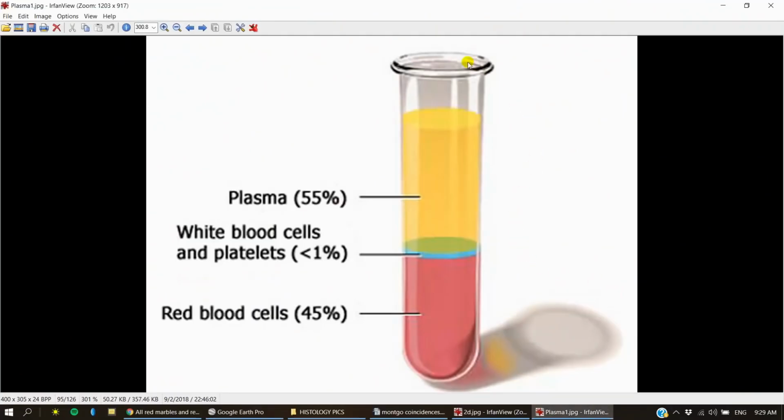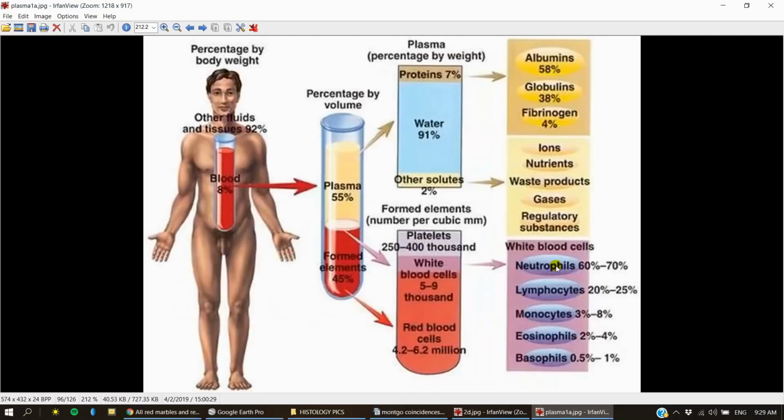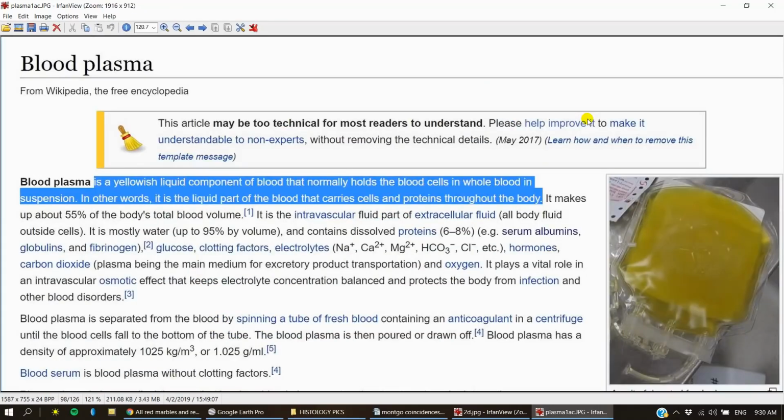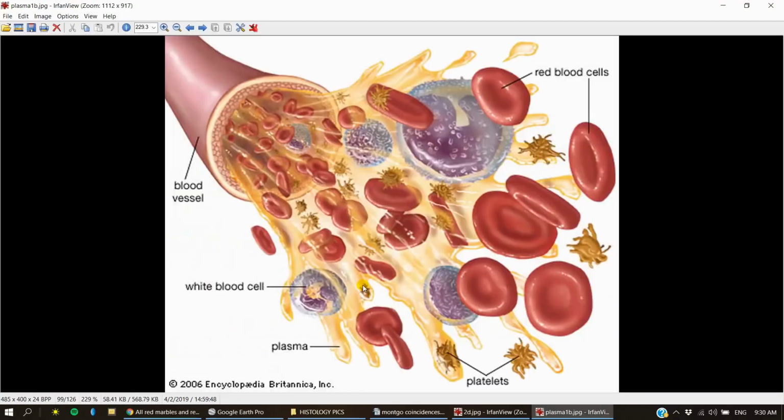Okay, so let's talk about plasma now. If we look at the composition of blood, 91% of blood is made of water. And if we remove the water, what remains are 7% proteins and other solutes. This 7% is what's really giving the plasma its yellow color. It's made of albumin. And when you think albumin, think egg white. It's got this yellow, fatty kind of quality to it. And it's the fluid that the red blood cells are floating around in.